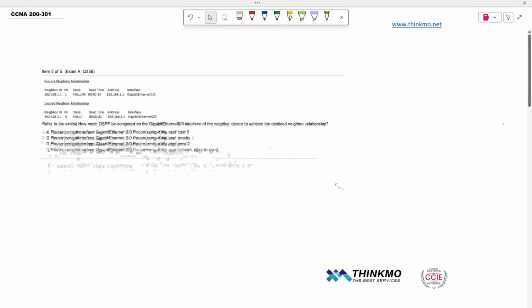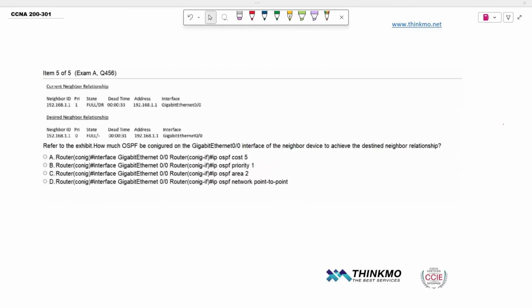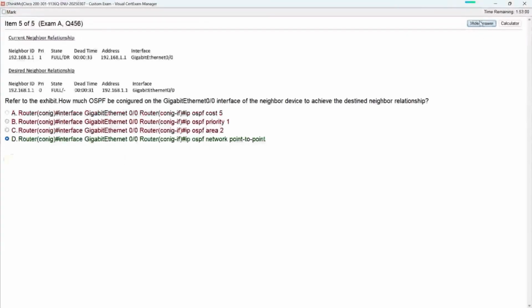All right, let's look at this question. Question 5 says that this is our neighbor. Look at this diagram. And on the G0/0 interface, how should we configure OSPF on the interface to achieve the expected result? But it doesn't say what the expected result is, right? But if we look here, it's a point-to-point link. Since it's a point-to-point link, we need to configure the G0/0 interface on device 1 as a point-to-point link, right? Only then can the neighbor relationship be established. So the correct answer to this question is D.